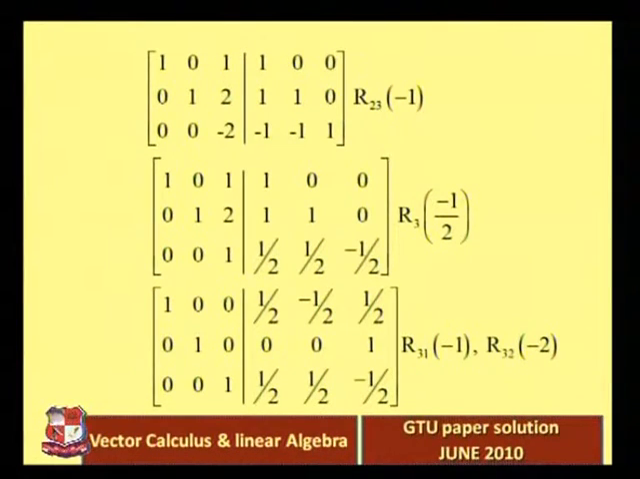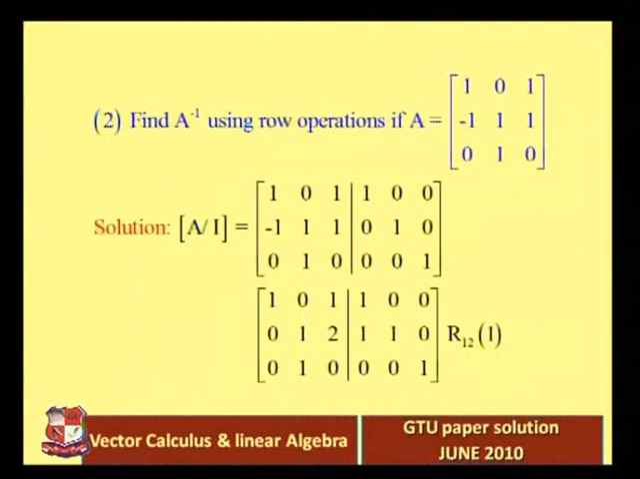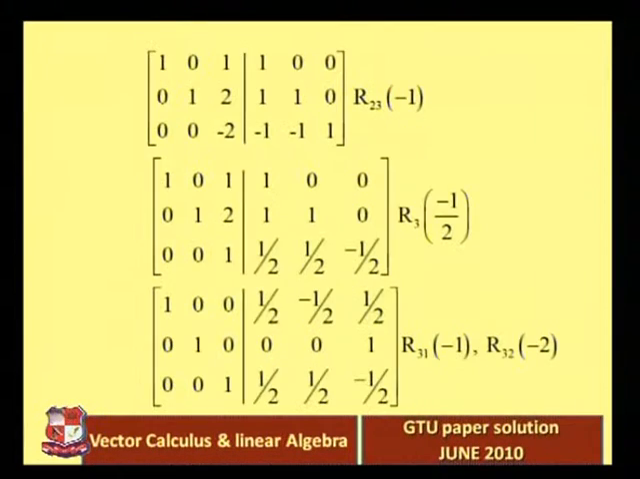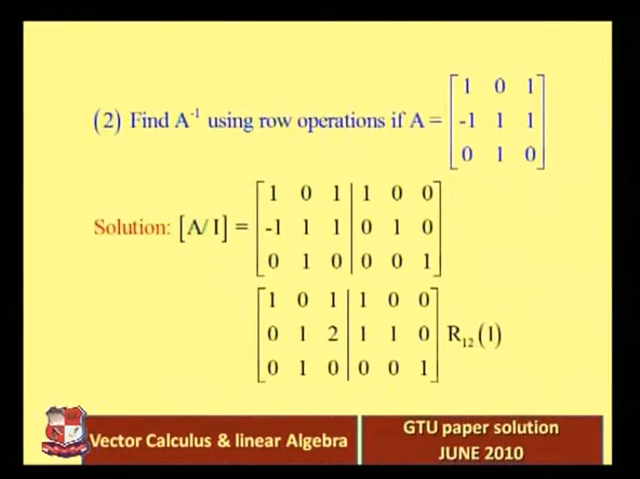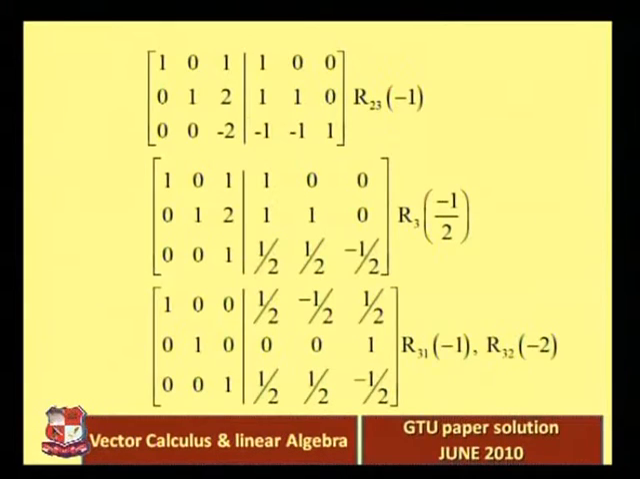So the first and second rows are as they are, 1 0 1 1 0 0 and 0 1 2 1 1 0. The third row becomes, now you can see, 0 minus 0, that is 0, 1 minus 1, that is 0, 0 minus 2, that is minus 2, then 0 minus 1, minus 1, and 1 minus 0, that is 1. So the third row becomes now 0 0 minus 2 minus 1 minus 1 1.